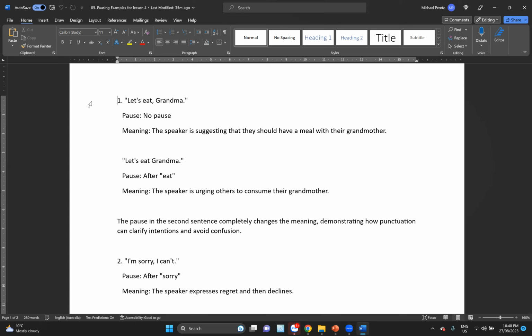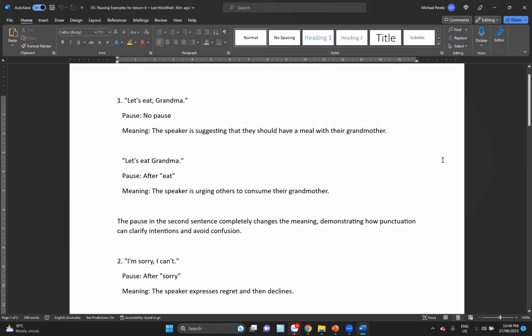So, Sarah, how would you suggest that we sit down and enjoy a meal with our grandmother, with our grandma? How would you say that? The first is let's eat, then pause. Grandma, is there no pause of that? You may be eating your grandma because there's no pausing in that place. Very good. So the pause indicates the separation between let's eat with our grandmother and let's eat our grandmother.